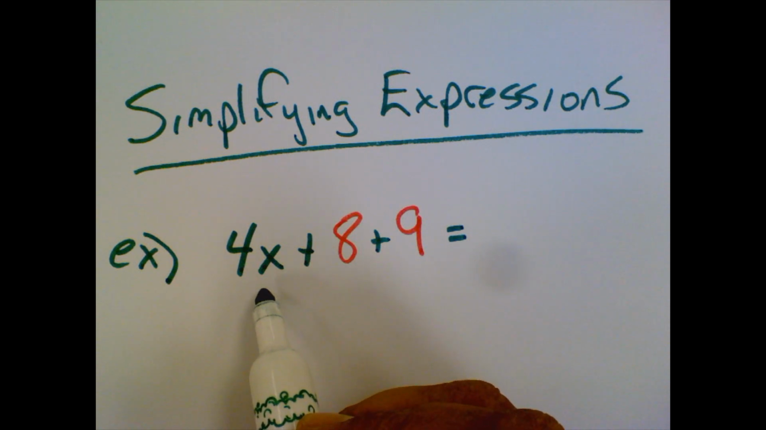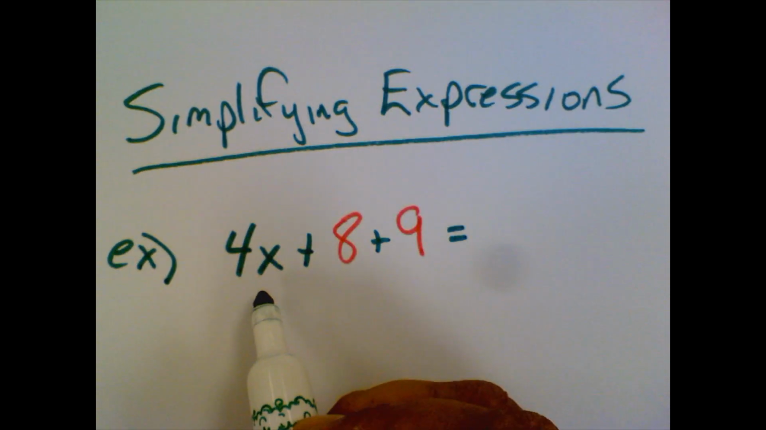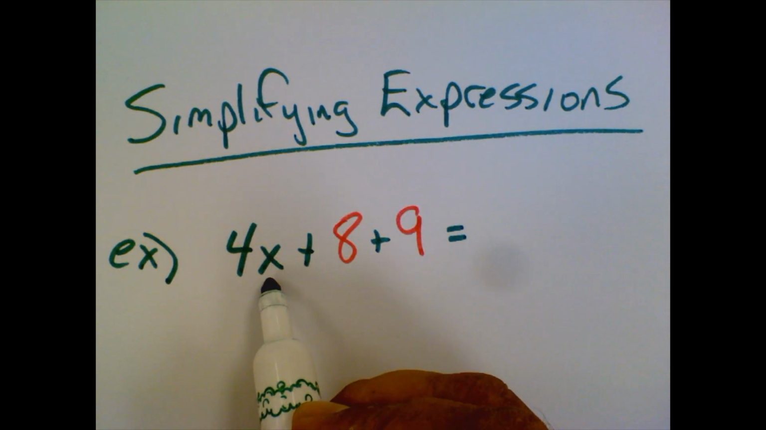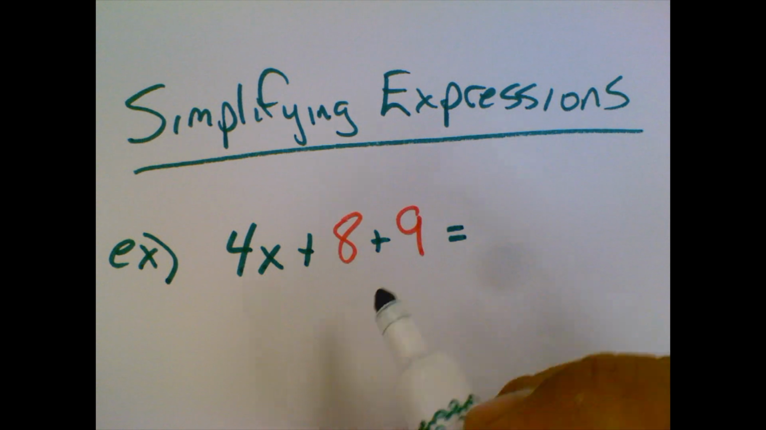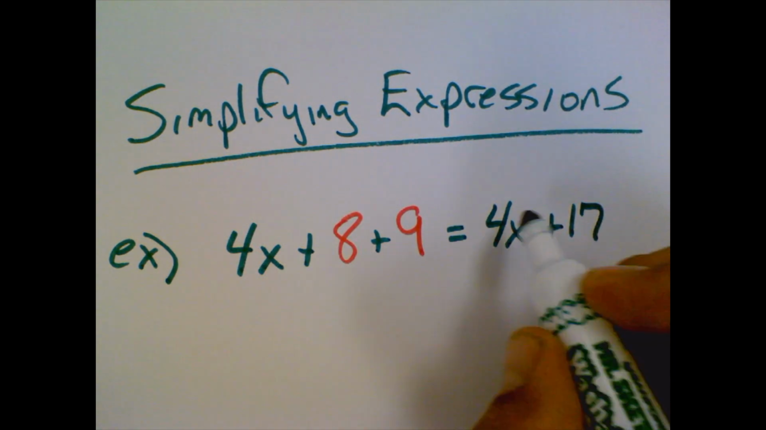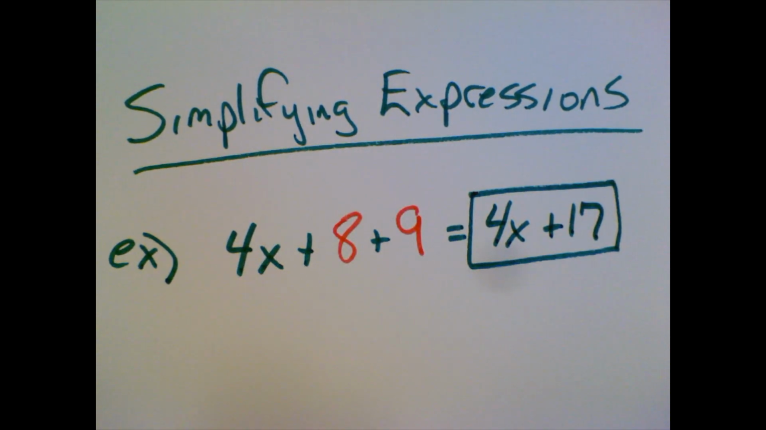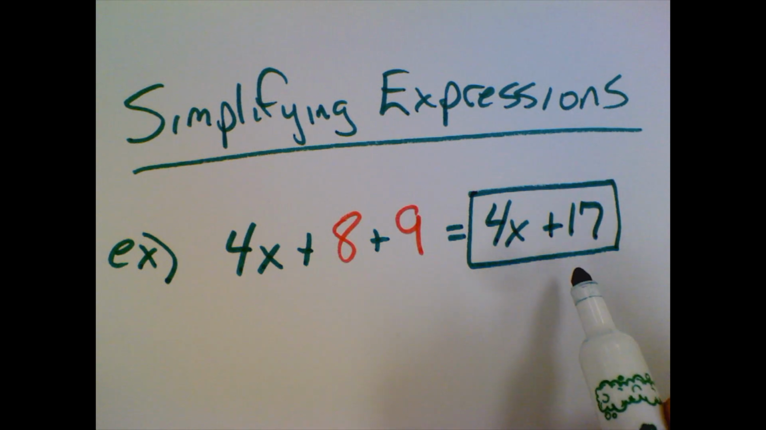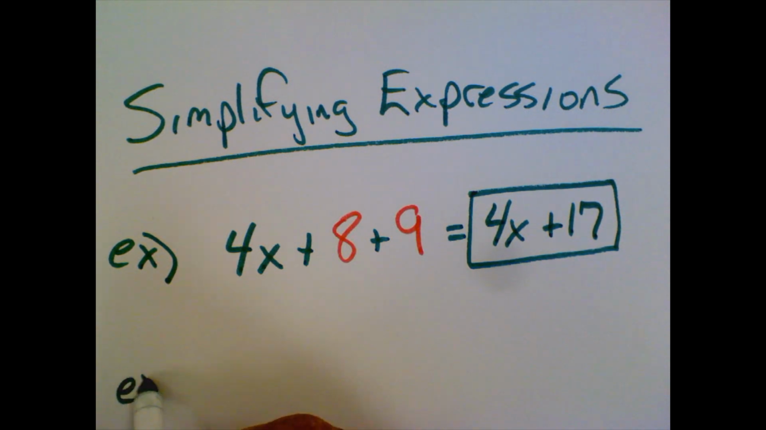For example, 4x. Okay, because if you remember, order of operations says we multiply before we add. Well, if we don't know what x is, we've got to hang on to this multiplication operation until we know what x is. So the best we can do for simplifying is combine the two constants together and simplify it to the expression 4x plus 17. We cannot combine 4x and 17. They're unlike terms. Okay? Let's look at another example.